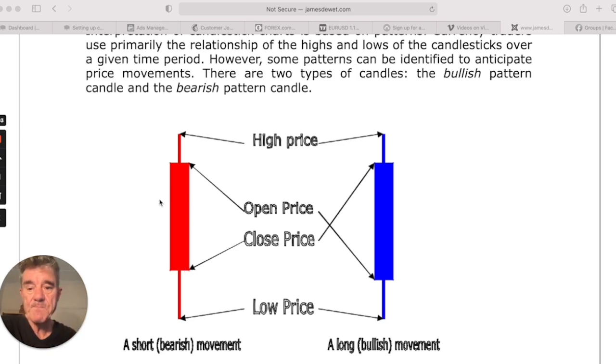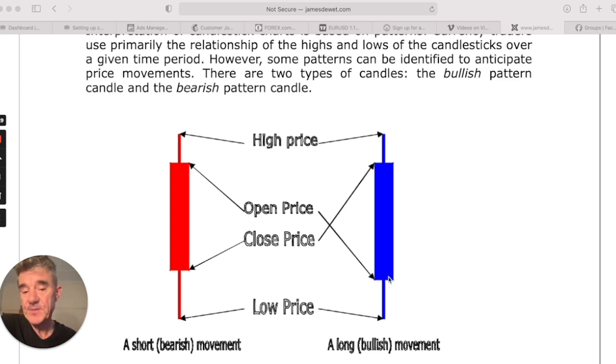So this is called a bearish candle. Got the high, the low, the open, and the close. In a bullish candle, on the other hand, the high price again is at the top and the low price is at the bottom, just the same as a bearish candle. But in this case, the opening price was lower than the closing price. And that's why this is represented in blue. So the opening price was down there.